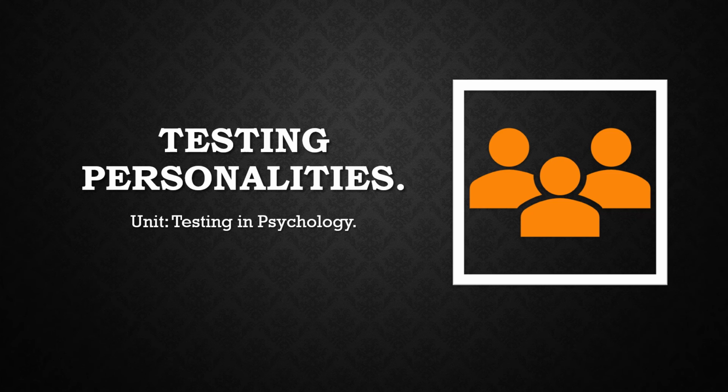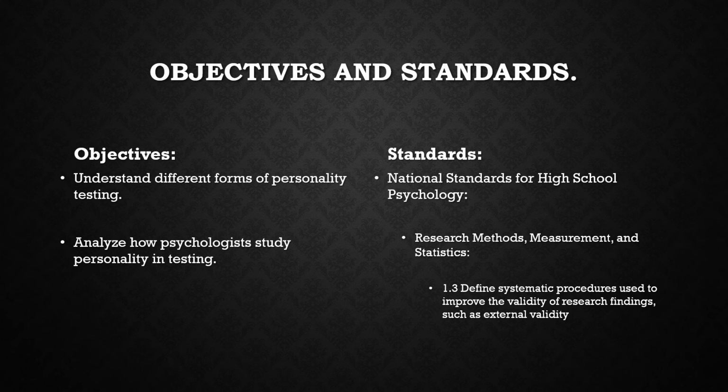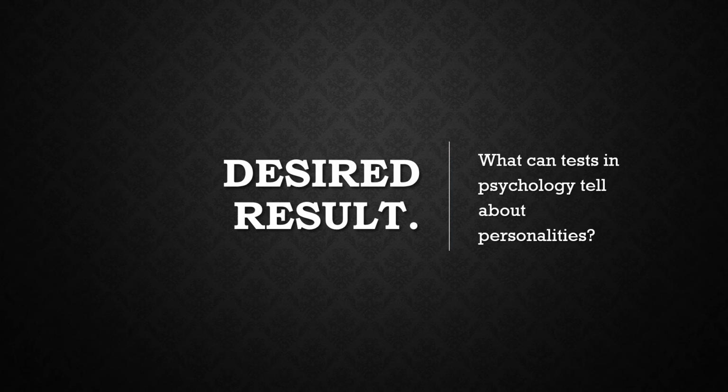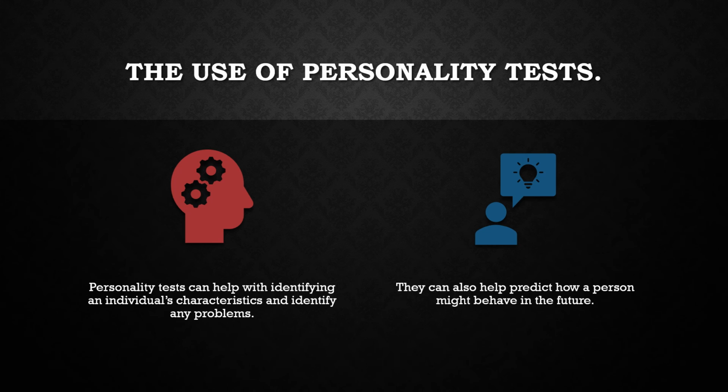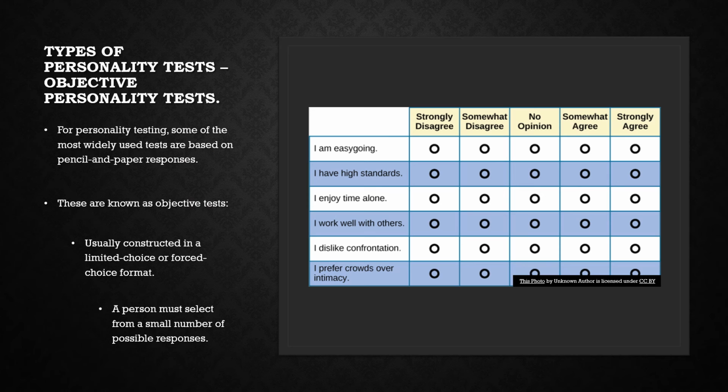This is testing personalities. This is for our unit on testing in psychology. So please take a moment to look over the objectives and standards. And our desired result: what can tests in psychology tell about personalities? The use of personality tests. Personality tests can help with identifying an individual's characteristics and identify any problems. They can also help predict how a person might behave in the future.